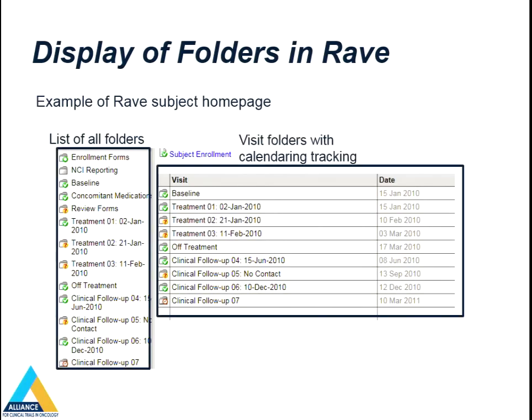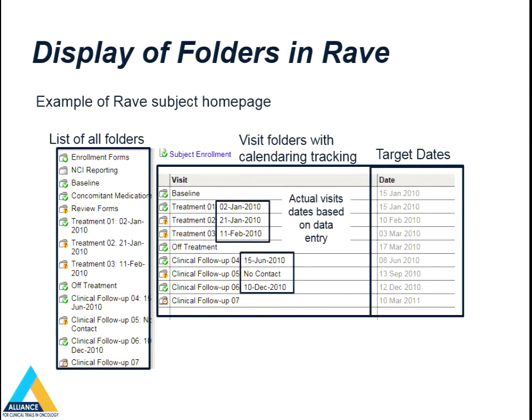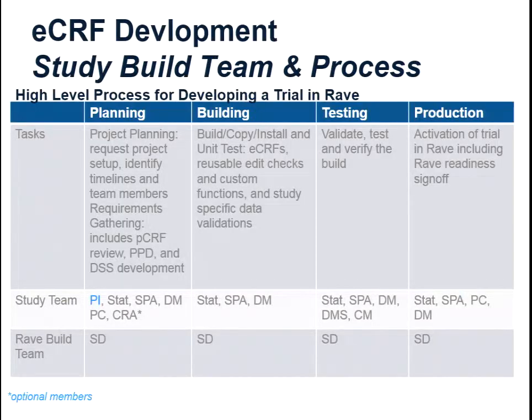So this is just sort of highlighting the pieces I just went through, the list of folders, and the calendaring and tracking, and the target dates. And there's the actual visit dates, like I mentioned, that are appended on the visit folder names.